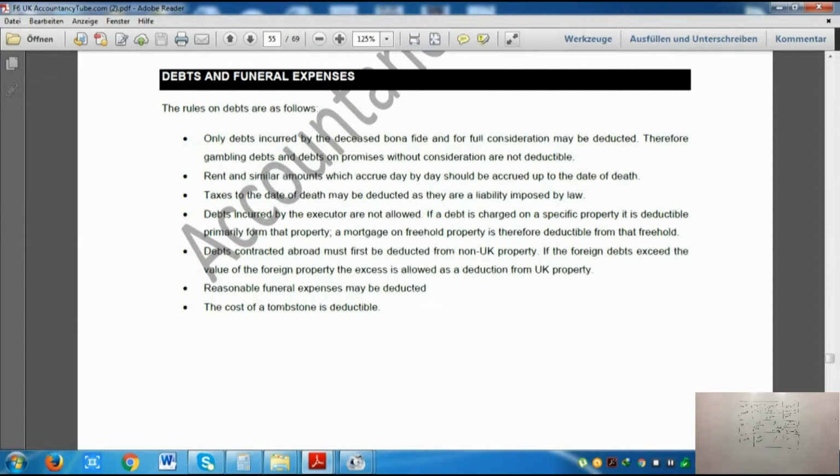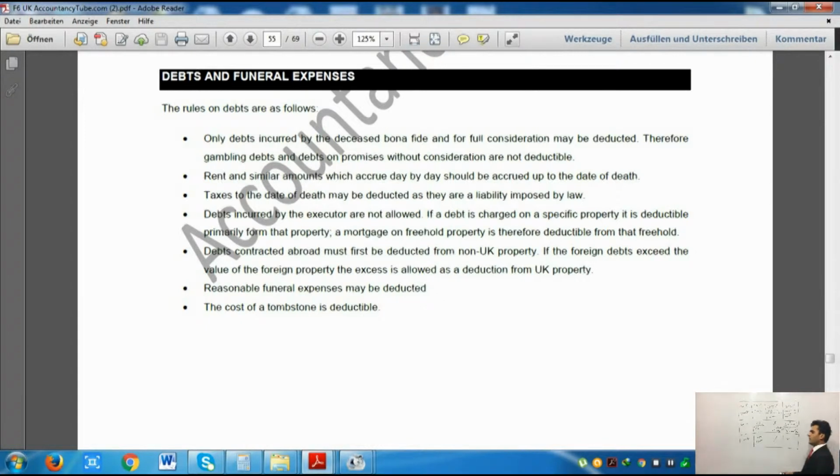Then it says debts and funeral expenses. Now these are the expenses which we have to deduct from the estate. Please make sure you read all of them. Please pause the video here and read all of these expenses. I assume you have done it. I'm just moving forward. And after that it says transfer of unused nil rate band.